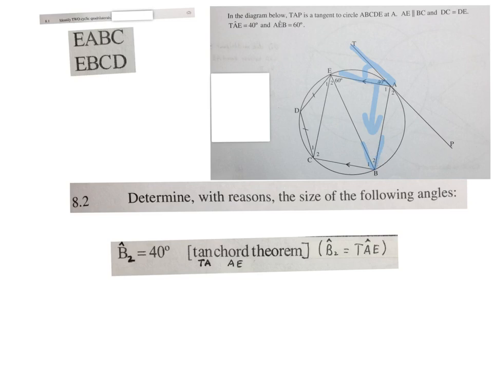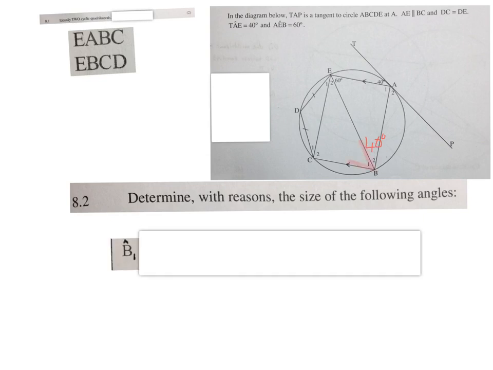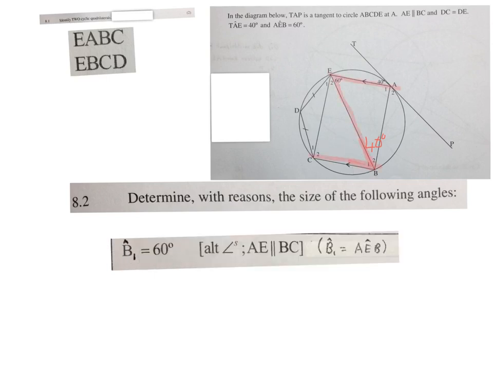Please stop the video, and I believe we should write it in on the sketch. Next we have to work out the size of angle B1, that angle over there. Then you'll write angle B1 is equal to 60 degrees, alternate angles, AE parallel to BC. Because those two lines are parallel, the alternate angles will be equal. And we fill it in on the sketch.